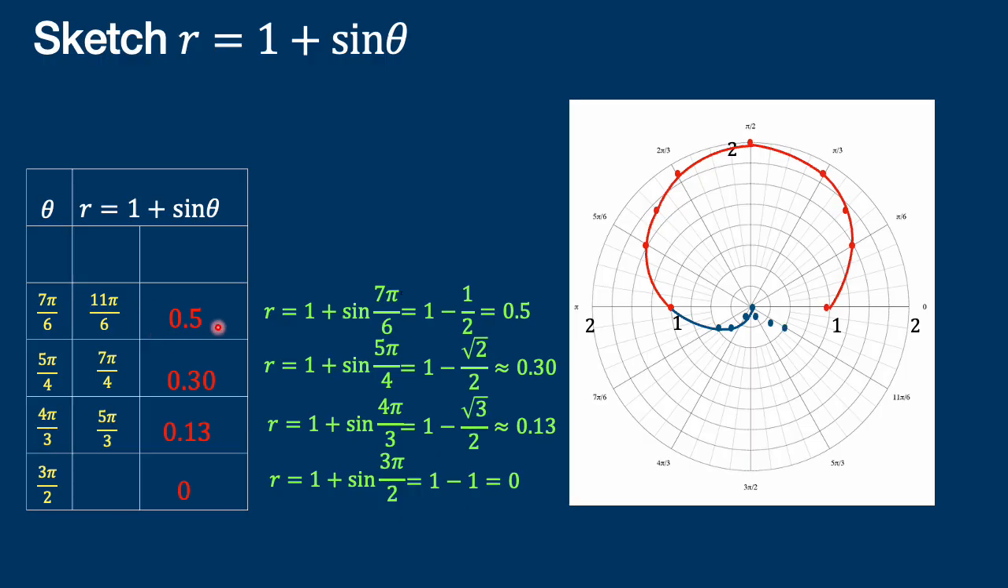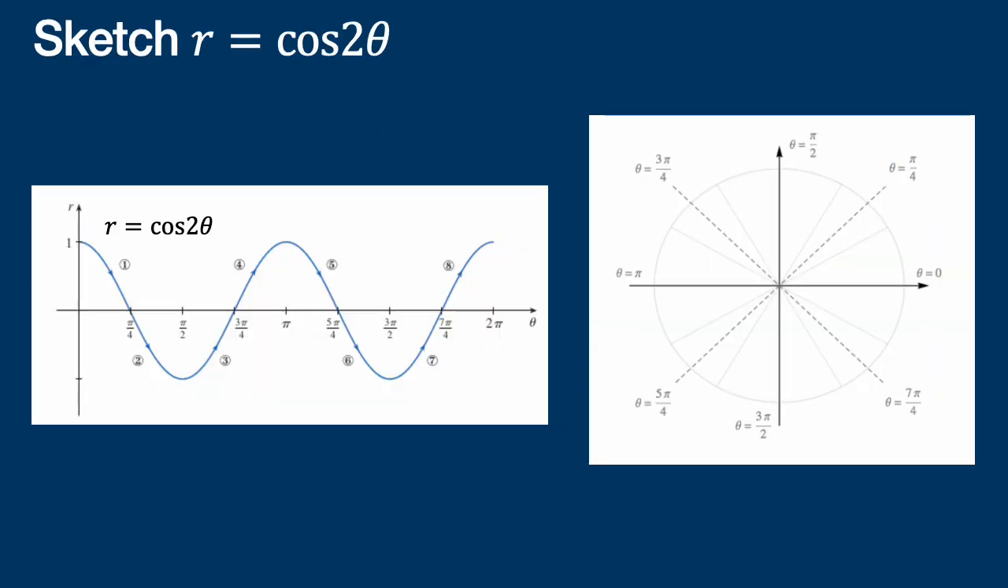Same value, 0.5. 2 pi is going to be the same thing. Sine 2 pi, sine 0 is the same. That's r is 1. That's going to be 1 here. So then you connect to this point. You sketch the r equals 1 plus sine.